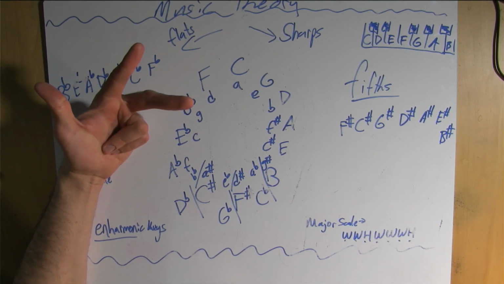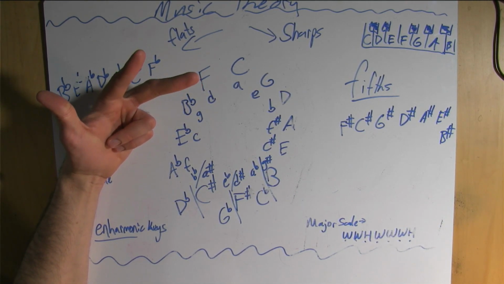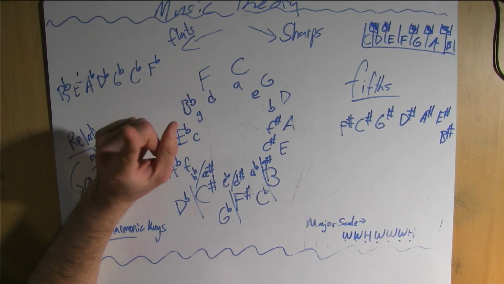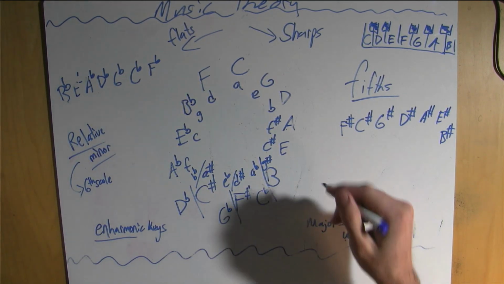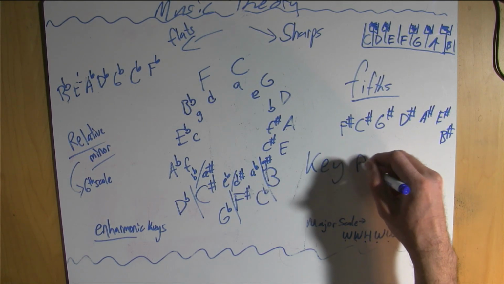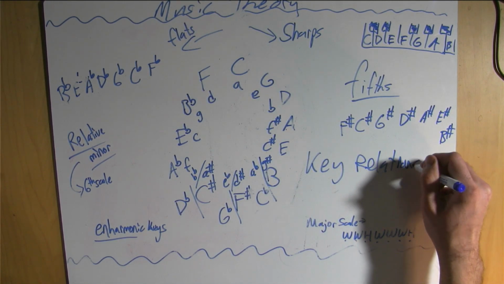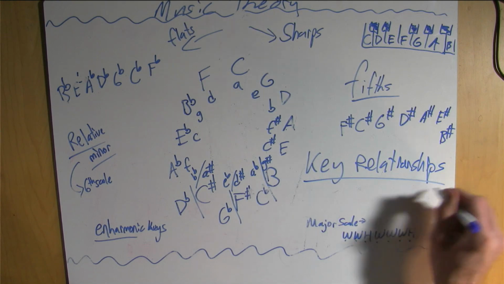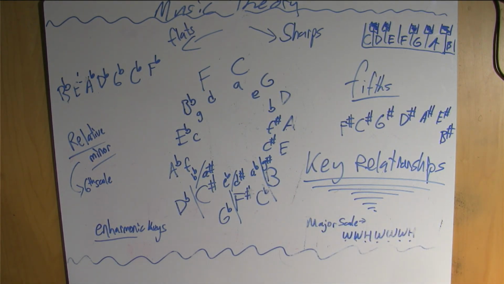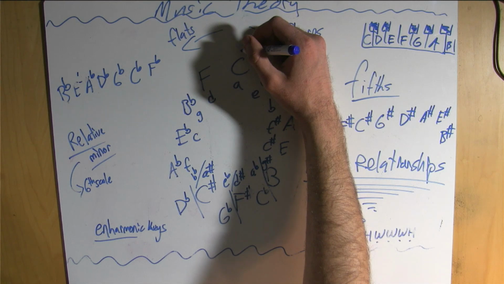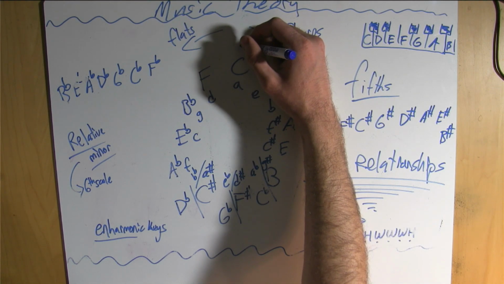That's not the end. The most important thing that a circle of fifths can tell you is relationships between keys. Key relationships. Super important. Arguably the most important thing that a circle of fifths can do. So let's start simple. Let's start with C major. C major is our tonic for a moment.